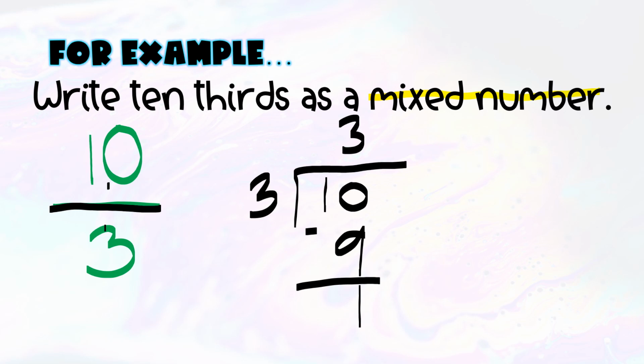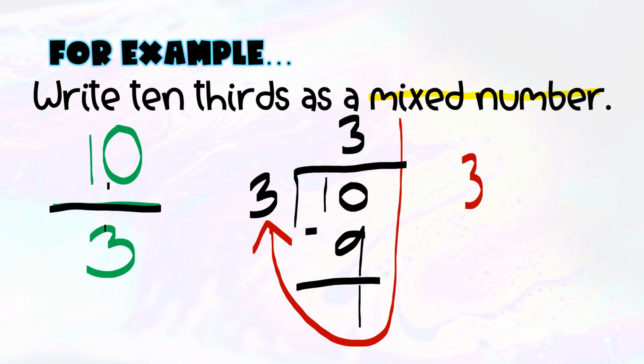And now I'm ready for my J method. So I start at the top with my whole number, which is 3, my numerator, which is 1, and my denominator, or my divisor, which is 3. So my answer as a mixed number, 10/3 is also equal to 3 1/3.